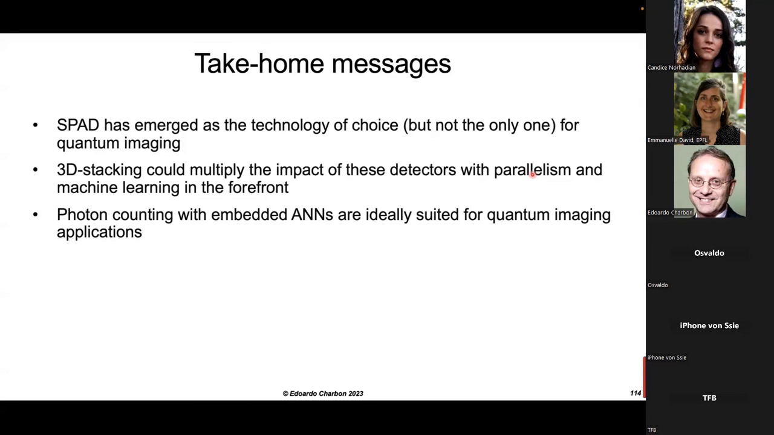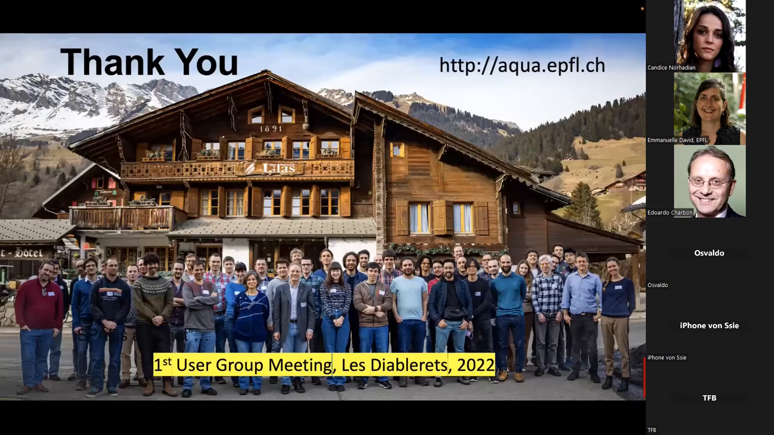If I have to leave you with three messages, the first one is that SPADs have really emerged as a technology of choice for many applications, especially in quantum imaging. I showed you just a few examples, but there's more coming. 3D stacking could be very important in the future, multiplying the impact of these detectors, introducing not only parallelism, but also machine learning and other advanced techniques. And finally, that photon counting together with embedded ANNs could be ideally suited not only for quantum imaging applications, but also for space-based applications. And with this, I'd like to thank you, all of you.